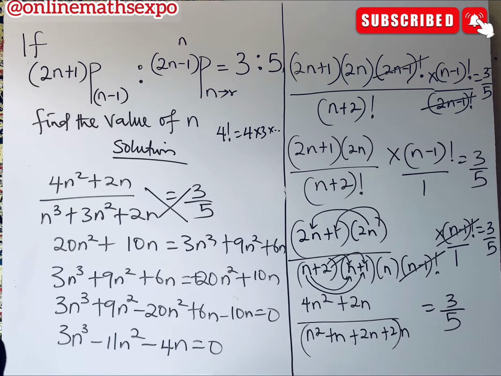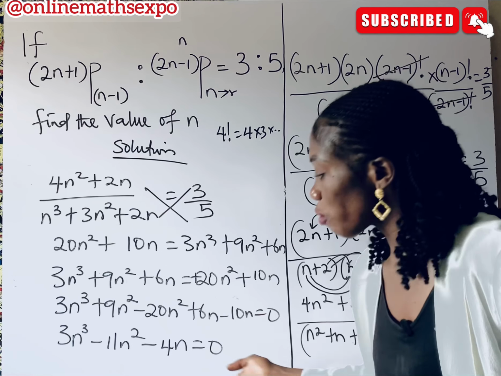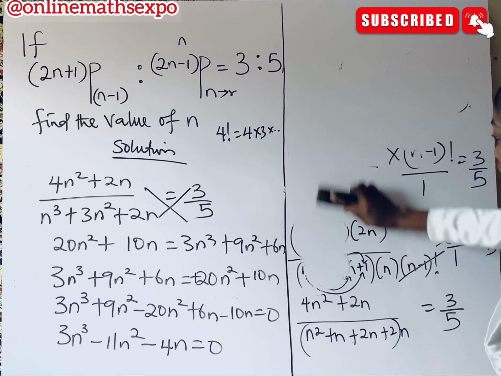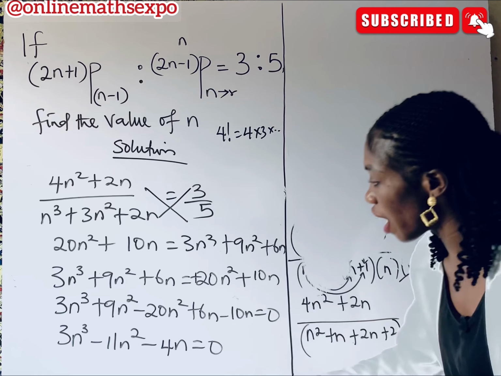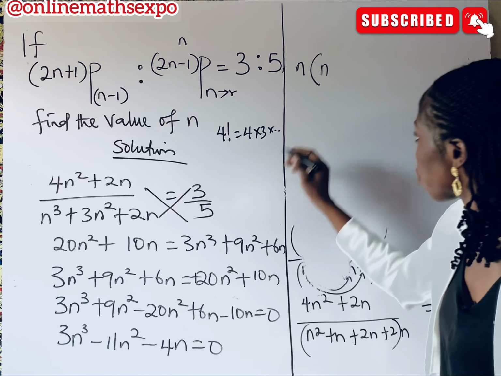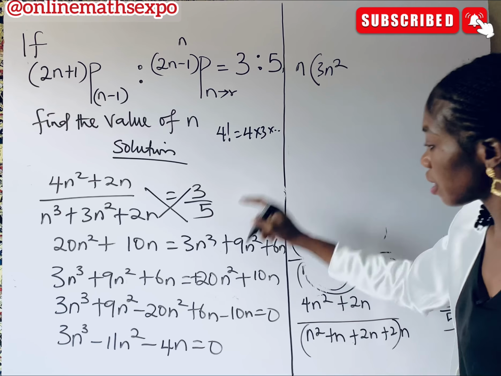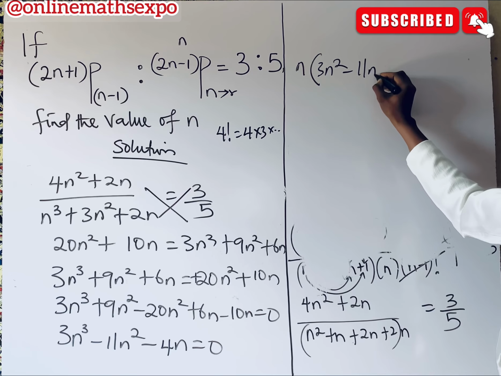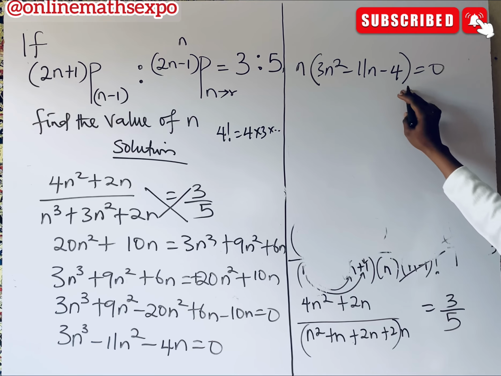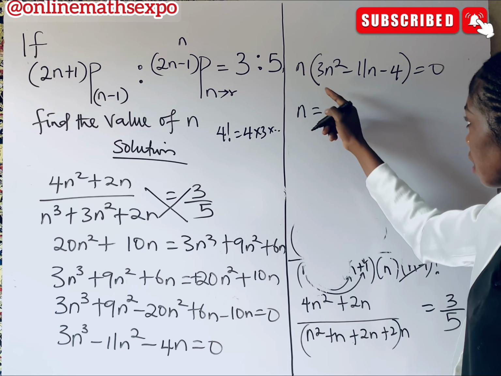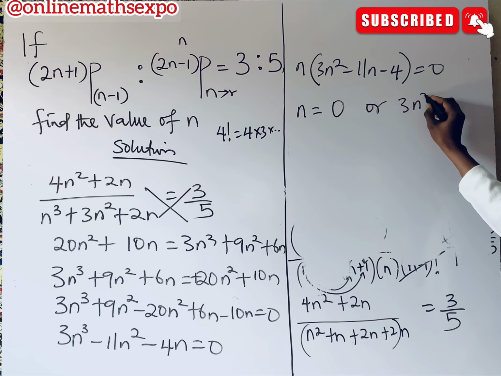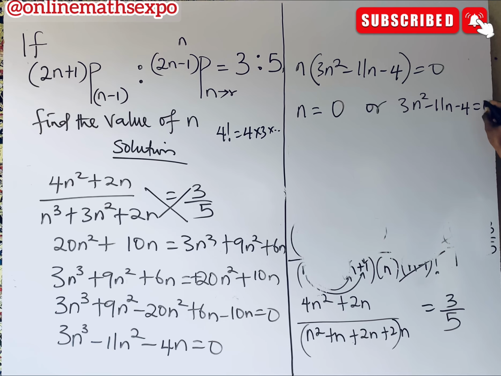But when you look at this cubic equation, we can factor something out to reduce the work. So in that case, this is what we are going to do now. We're going to factor n out here. It will give us n times: n divides this will give us 3n squared, divides this will give us negative 11n, and this will give us negative 4 is equal to 0. So you see, we've reduced it. So what it means is that n is 0, or 3n squared minus 11n minus 4 is 0.